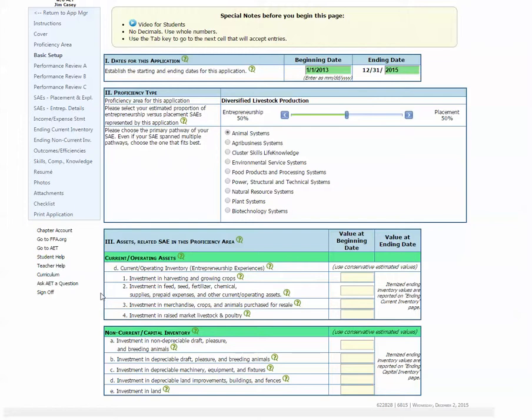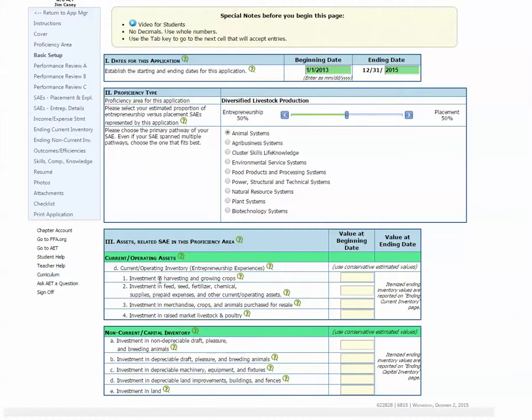A current asset is anything that the project owns that will be sold or used within the coming year. Non-current assets are anything that the project owns that are used in the project but have a useful life of more than a year. So let's start with each category. In current assets, we've got four different line items.